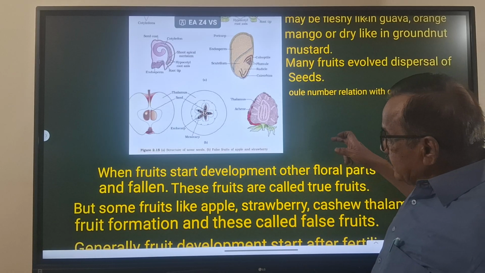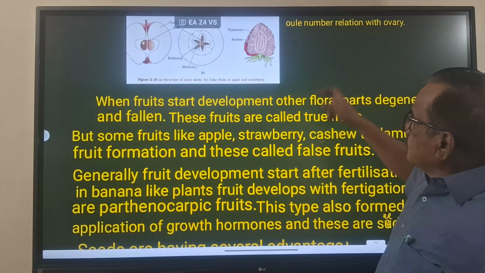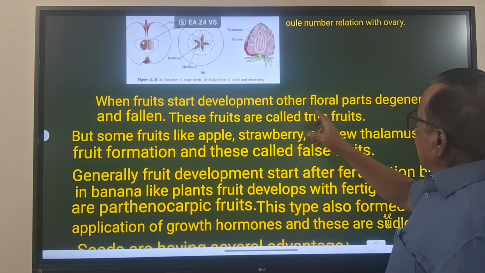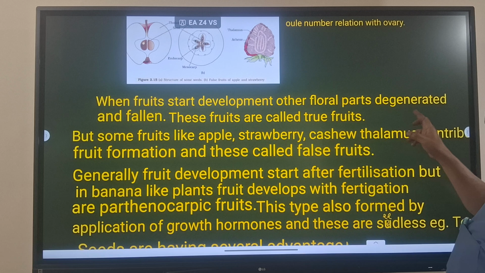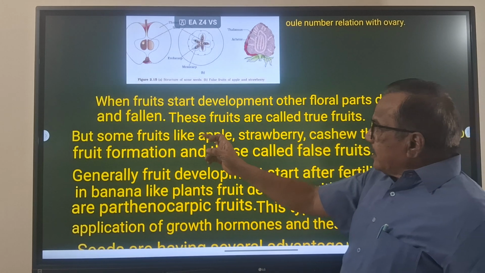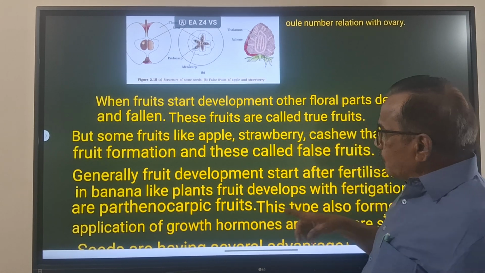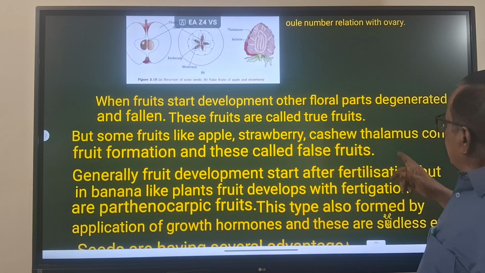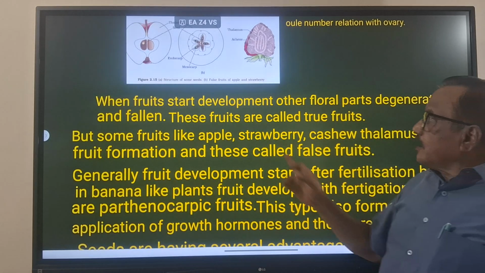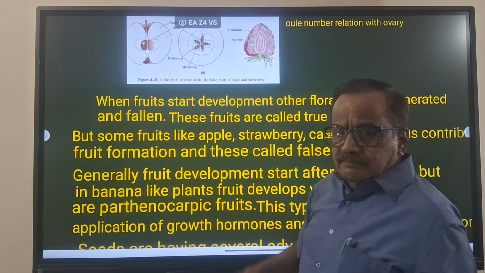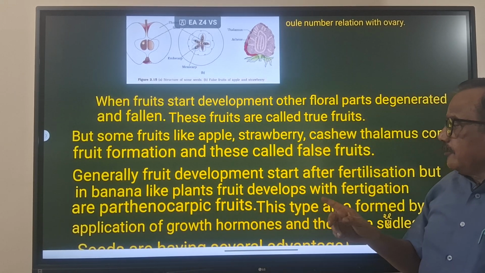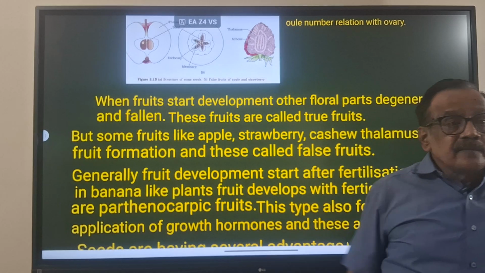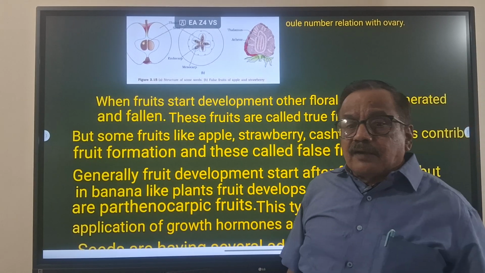And next, whenever we are seeing, when fruits start development, other floral parts degenerate and fall, these fruits are called true fruits. But in some fruits like apple, strawberry, cashew, thalamus contributes in the formation of the fruit. This is thalamus. And generally fruit development starts after fertilization. One more he has given.